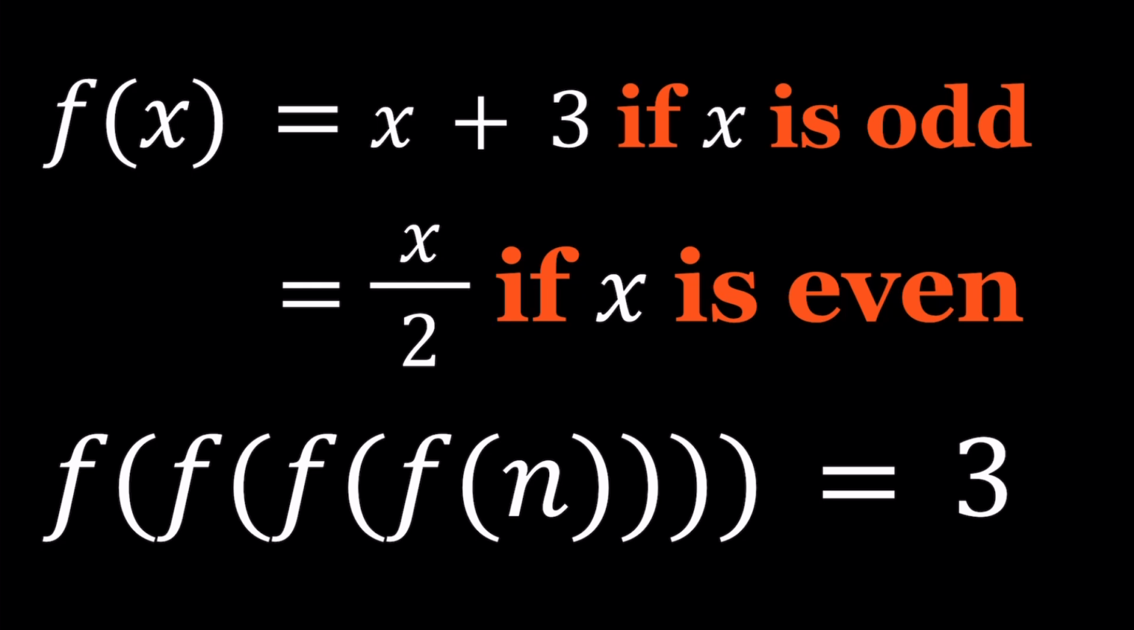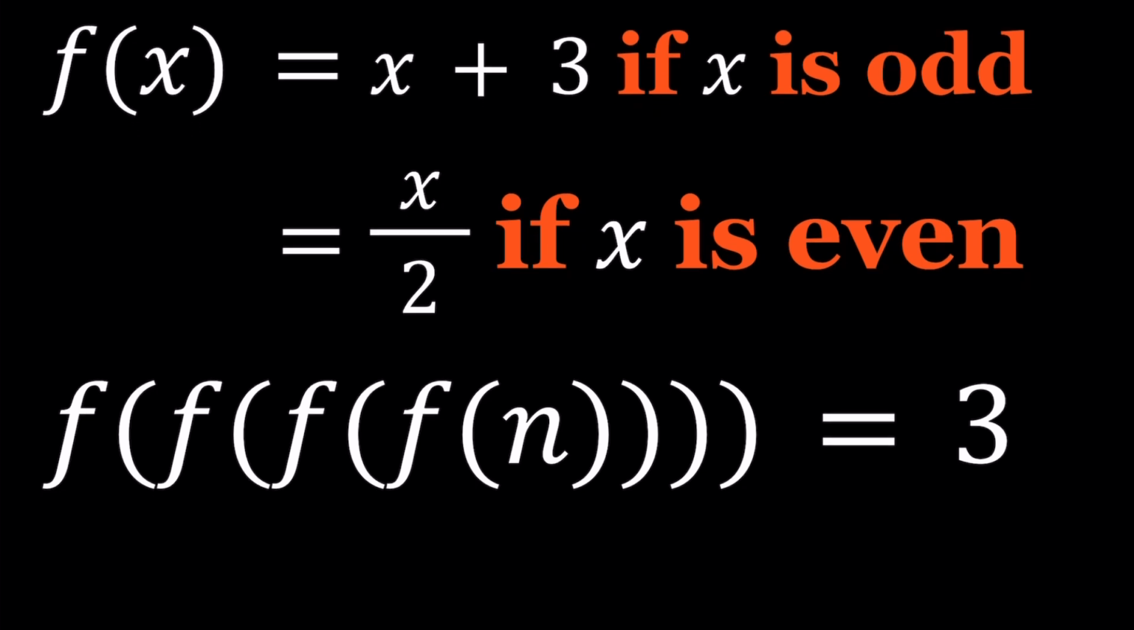to non-negative integers. And we have f of n equals 3, where the f is applied 4 times to n when we get a 3 at the end. So we're going to be finding the values of n for which this equation is true. So we're going to be solving for n, in other words.